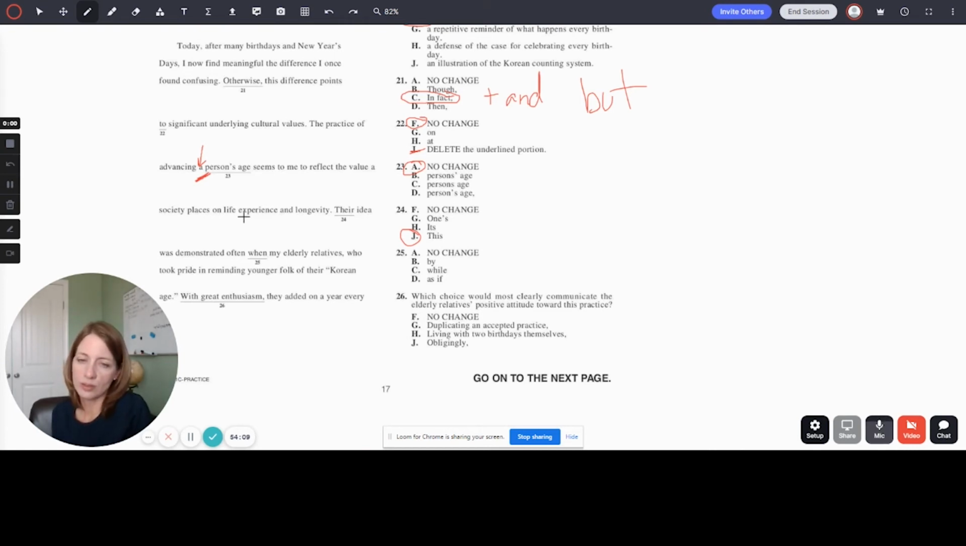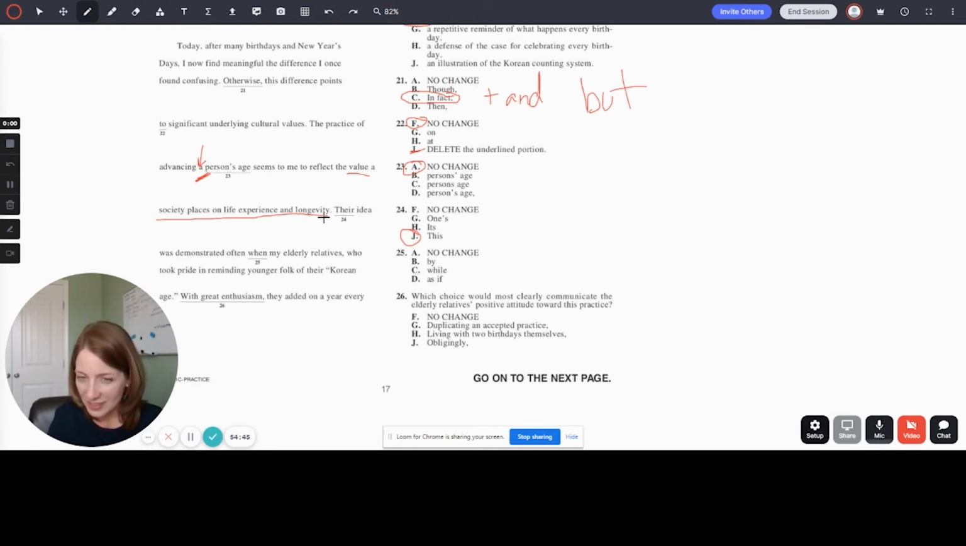I was trying to look at 24 to see if I need to dig a little bit deeper, but I think it's just as simple as that. This idea is referring to their idea. If you can understand that this value, this is what you're referring back to, this. So that's why it's not there. It's not a person.